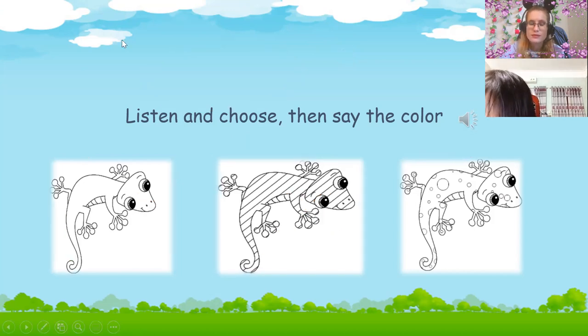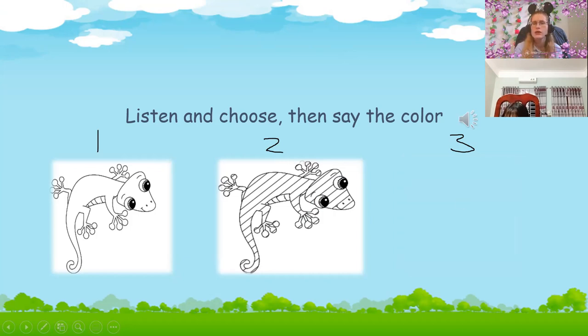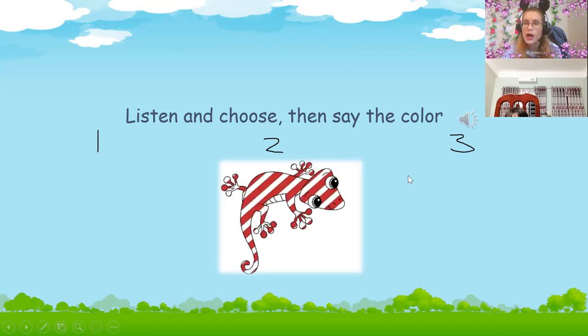Find the lizard that has stripes. Color the stripes red. Okay, which lizard has stripes? Number 1, 2, or 3? Number 3. Uh-oh, that's spots, not stripes. I'm looking for stripes. Which one has stripes? Oh, yeah. Number one. Number two, stripes. Good.